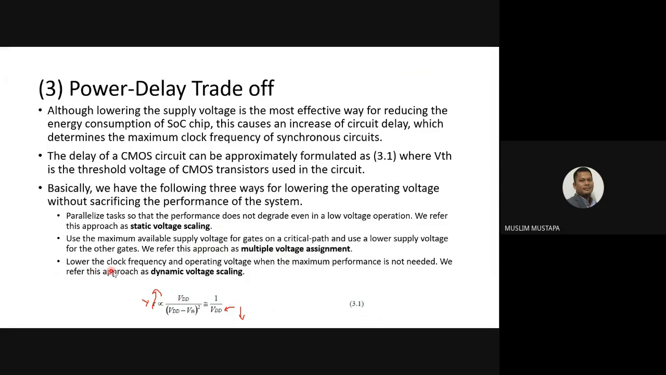And then the third one is we lower down the clock frequency and operating voltage when the maximum performance is not needed. So this is what we call dynamic voltage scaling, right? All right. Dynamic is that you can change it, right? At any time. So that means dynamic.